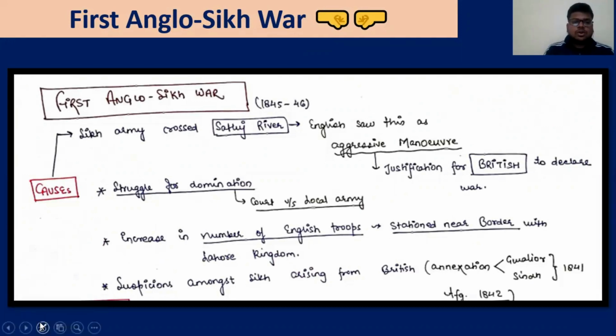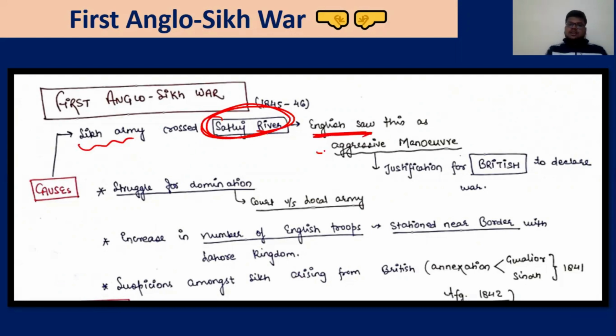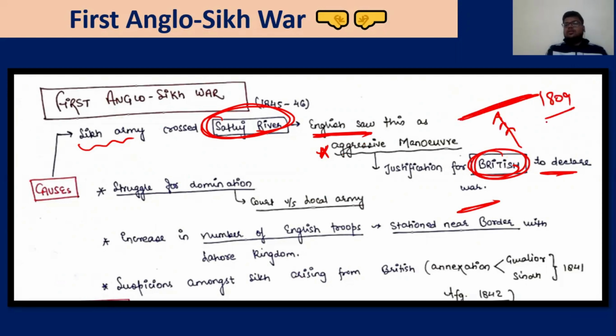So in the first Anglo-Sikh War, the Sikh army crossed the Satluj River. That is the cardinal thing that they did. The British saw this as an aggressive maneuver and a justification to declare war, saying that now we will declare war against you because you have breached the 1809 Treaty of Amritsar.